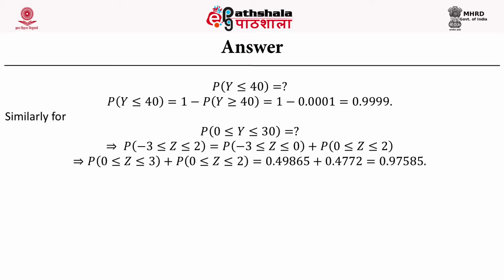Similarly, to find the probability that y lies between 0 and 30, the formula is the probability of z lying between minus 3 and 2, which is the probability of z between minus 3 to 0 plus the probability of z between 0 to 2. We get the result as 0.49865 plus 0.4772, which is equal to 0.97585.